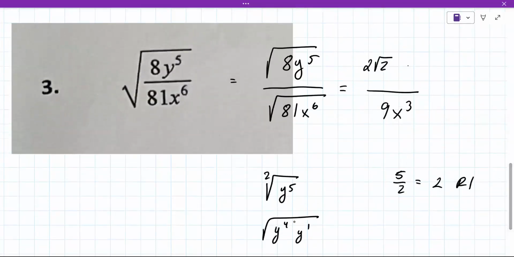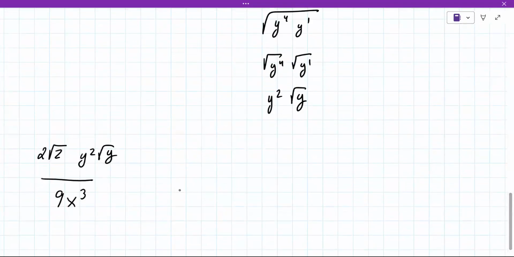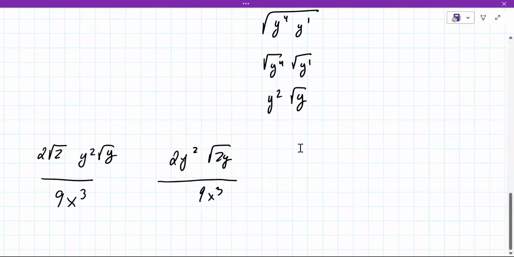So now you've got parts that are outside the root and parts that are inside the root. You have to pair them up. I'm going to just bring that down here. So it becomes 2y squared square root of 2y over 9x cubed.